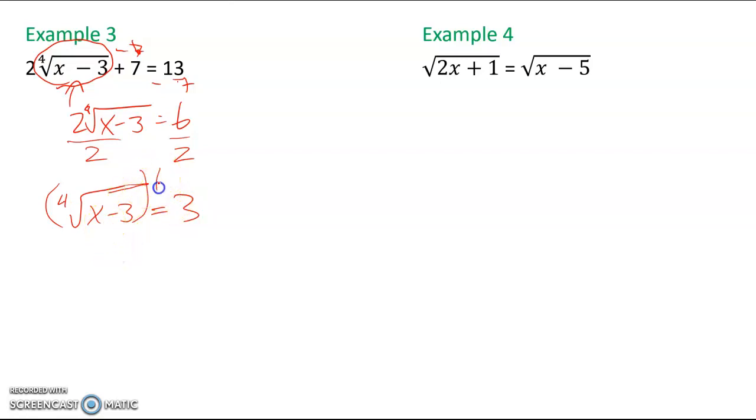So I'm going to raise it to the fourth power, and then the fourth power cancels out the radical here. I am left with whatever's underneath the radical, which is x minus 3. And then 3 to the fourth power is just equal to 81. I'm going to add the 3 over, and then I'm going to get x is equal to 84. And I have to stop it right there. I can't check for extraneous solutions.